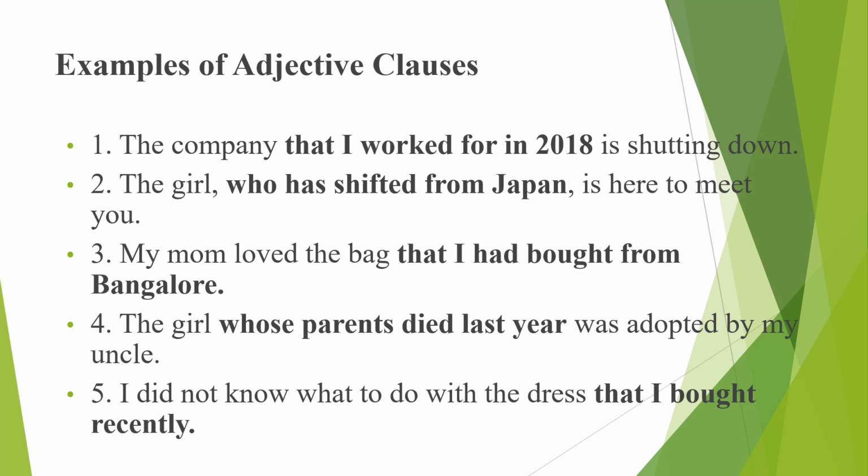The girl whose parents died last year was adopted by my uncle. So over here you can see whose parents died last year is highlighted in the sentence because it is an adjective clause. In the last example, you can see: I did not know what to do with the dress that I bought recently. So that I bought recently is providing additional information about the dress, and it's starting with that, which is a relative pronoun. So this whole clause, that I bought recently, is an adjective clause.